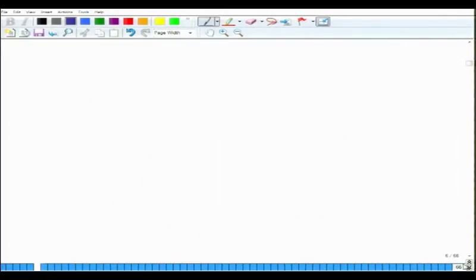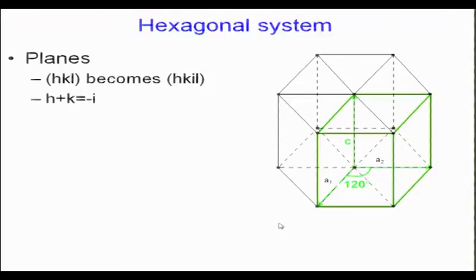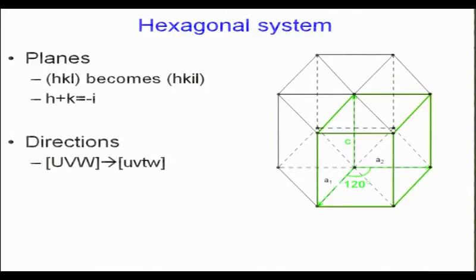So, what I am going to do now is give you the knowledge of the system on the basis of some PowerPoint. It is easier to draw there. HKL becomes HKIL and H plus K is equal to minus I, and direction UVW becomes UVTW. These are the relations between small u and capital U, and small v and capital V.